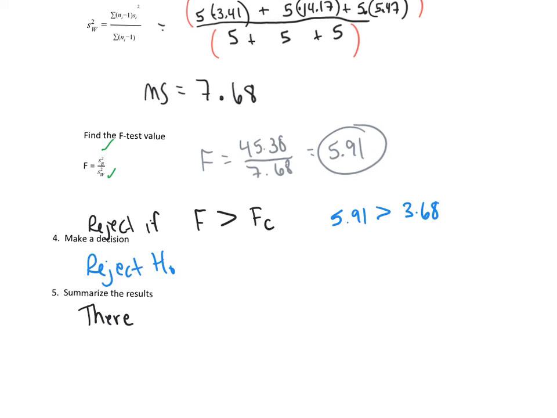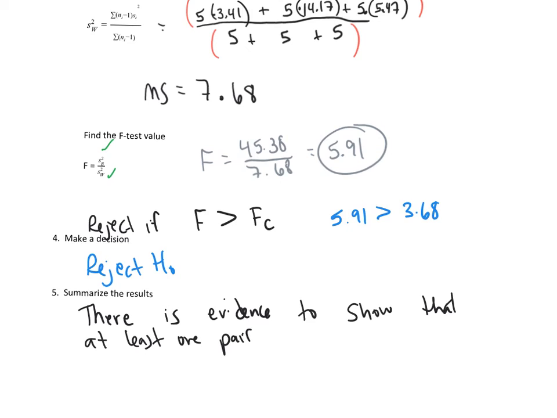So my conclusion would be there is evidence to show that at least one pair of means, or we could say one pair of mean feeding times, because that's what this problem is about, is significantly different.